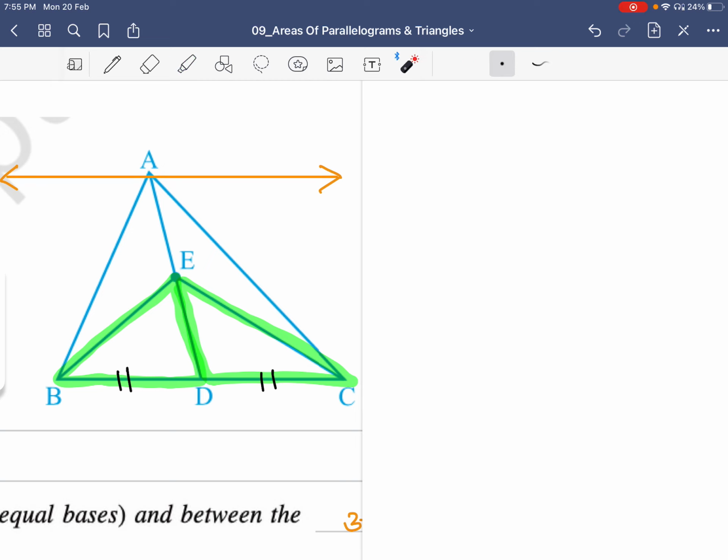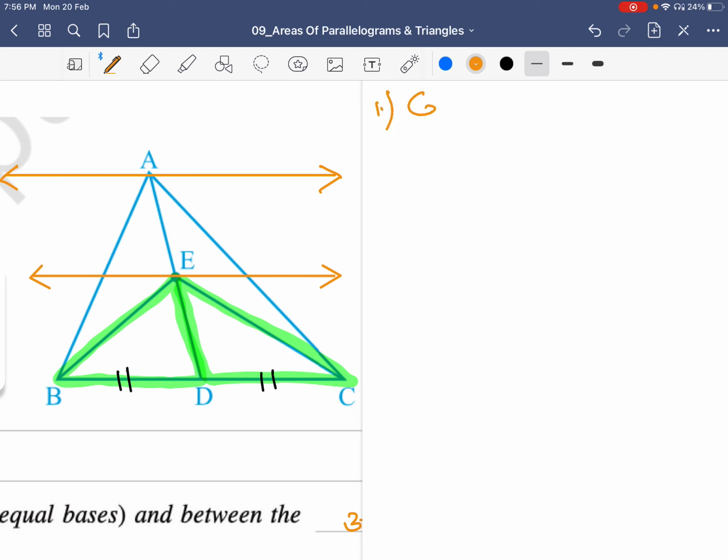The pattern is that these two triangles have equal bases, BD is equal to DC, and they lie between the same parallel line. Which same parallel line? All I have to do is take this parallel line and bring it down here, or let's construct another parallel line, that will be easier. Basically another parallel line which passes through point E, something like this, and which is once again parallel to BC. So that is my first thing I'm going to do. I'm going to do a construction here.